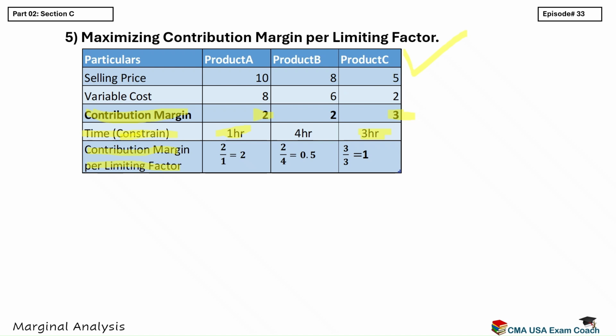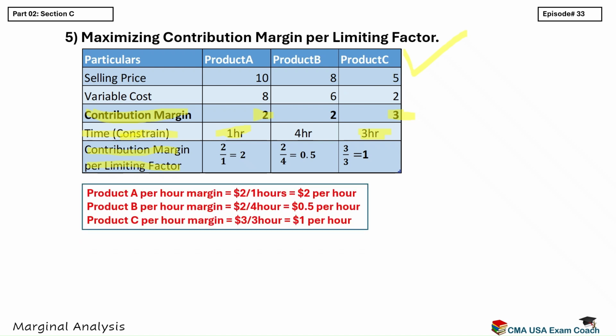Let's calculate. Product A. Contribution is $2. Time required is 1 hour. 2 divided by 1 equals $2 per hour. Product B. Contribution is $2. Time required is 4 hours. 2 divided by 4 equals $0.5 per hour. Product C. Contribution is $3. Time required is 3 hours. 3 divided by 3 equals $1 per hour.